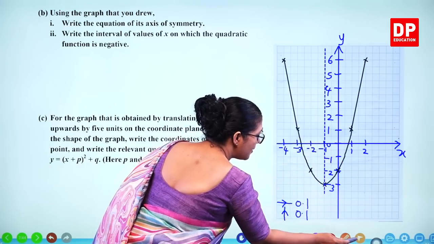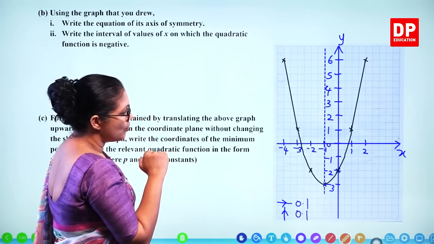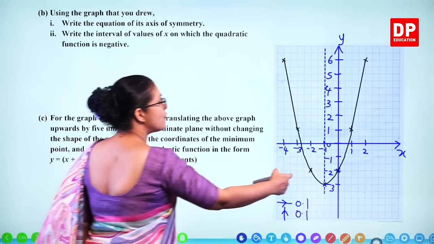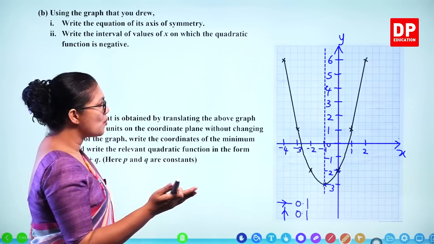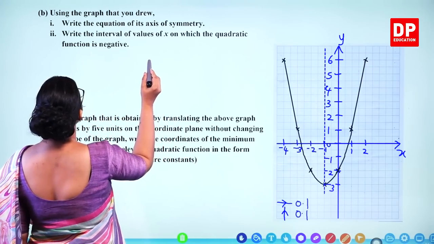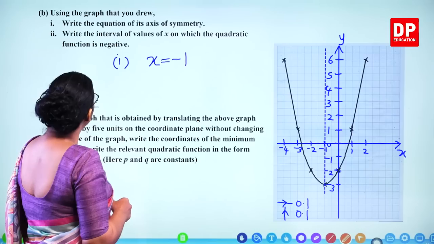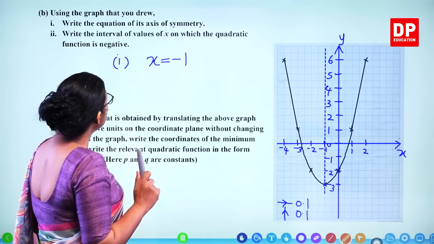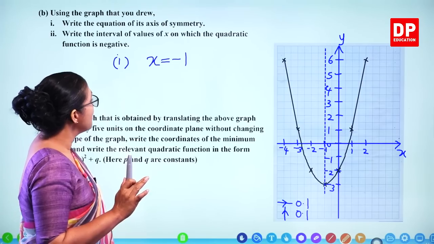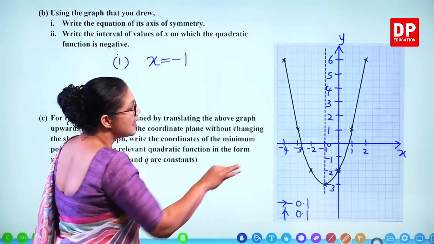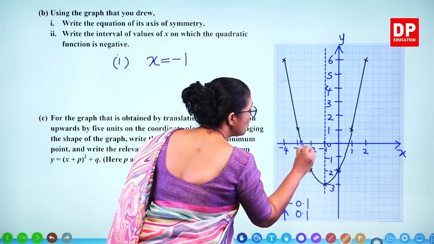What's the equation? You don't have to draw it. So what's the equation of the axis of symmetry? Always the x value is minus 1. So we can say x equals minus 1. Part 2, write the interval of values of x on which the quadratic function is negative. So negative means below the x-axis. So in this graph, here to here.